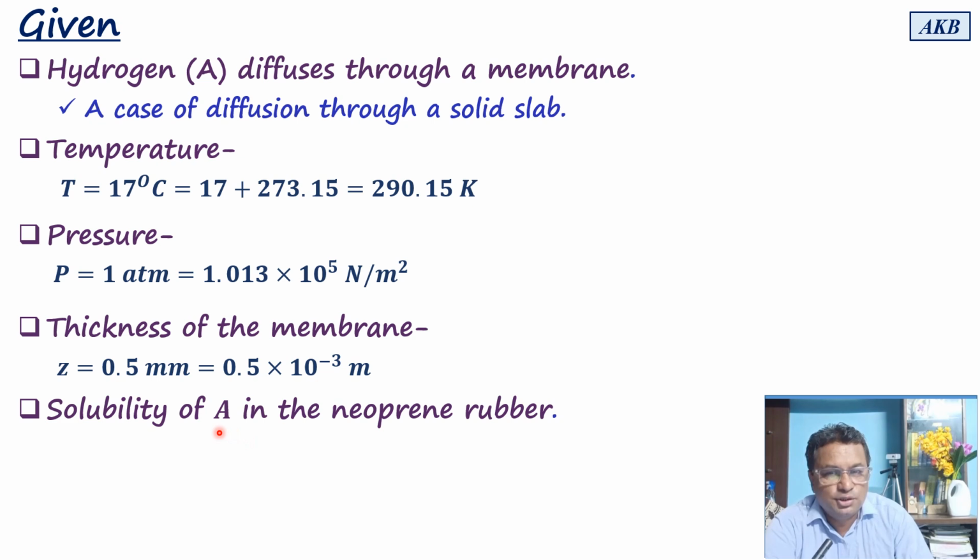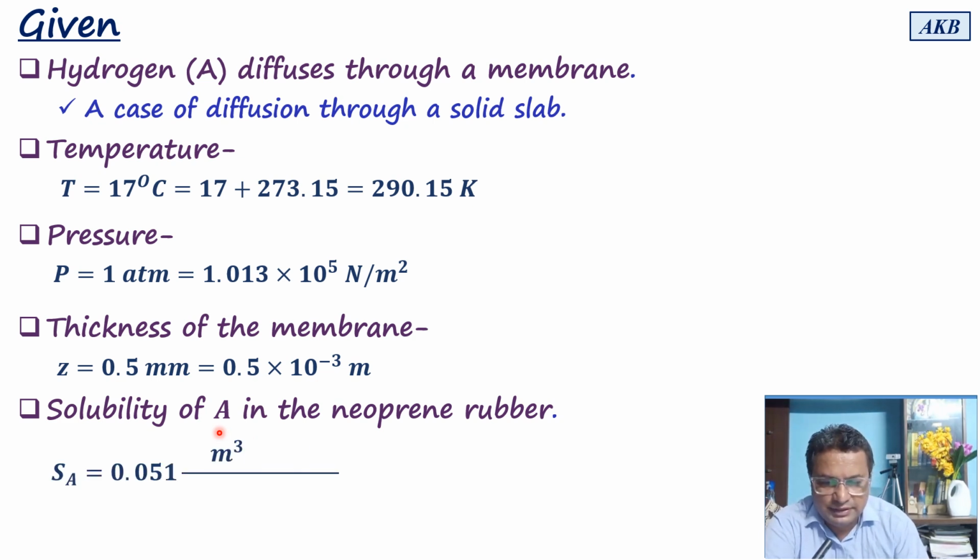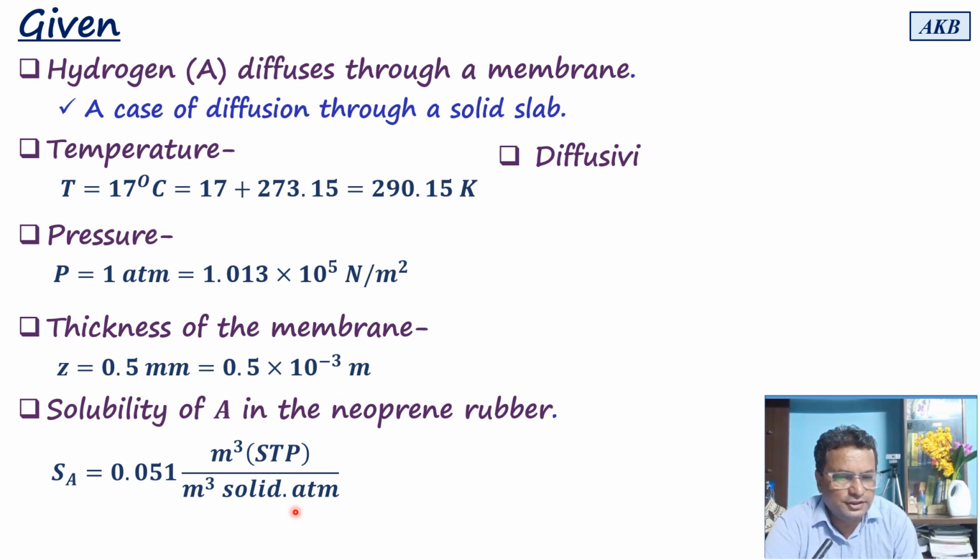Then after that, solubility of A in neoprene rubber is given. That is, solubility of hydrogen in the neoprene rubber is given. Let us denote it as SA. So SA is 0.051 meter cube at STP per meter cube of the solid. Solid in this case is membrane. So per meter cube of membrane per atmosphere. Solubility is given to us.